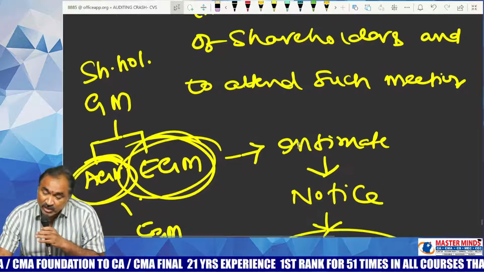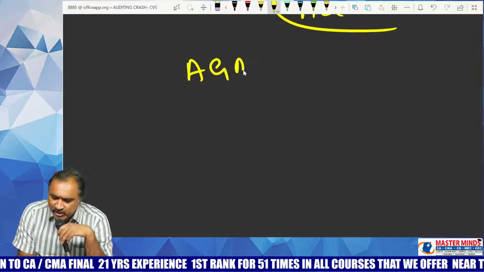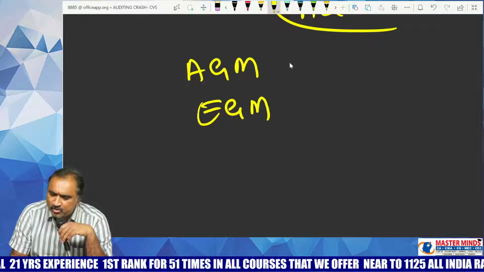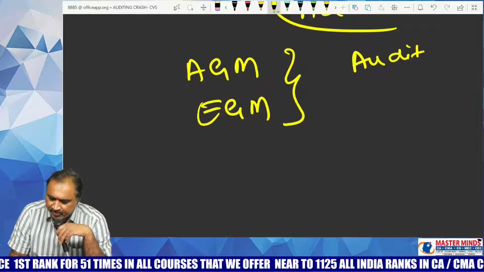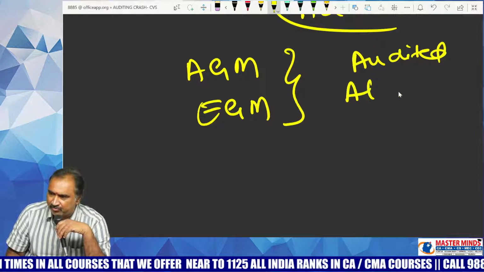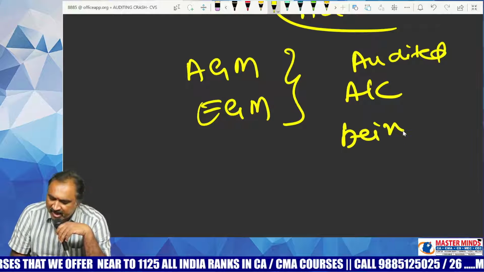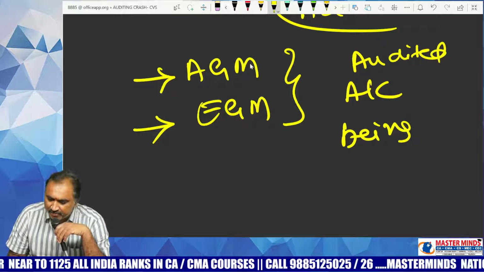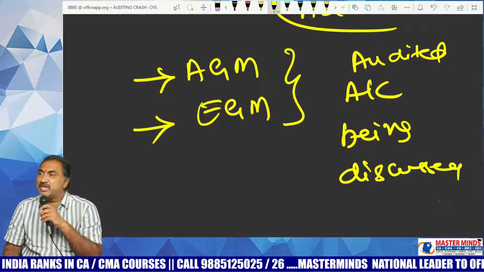That meeting may be either an annual general meeting or an extraordinary general meeting, whether audited accounts are being discussed at that meeting or not. Irrespective of anything, once you receive notice of AGM or EGM, whether in that meeting audited accounts are being discussed or not, you must have to attend such a meeting.